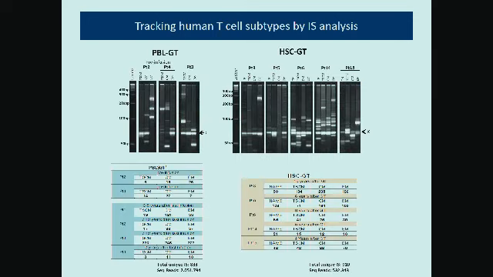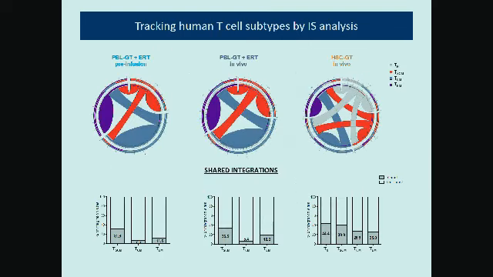And that's what we did by collecting integration sites from PBL gene therapy treated patients on the left and, as control, from a hematopoietic stem cell gene therapy treated patient on the right. We isolated the integration sites both before infusion and after infusion, in particular in PBL gene therapy patients. So we use integration site sharing as a surrogate marker of precursor activity.